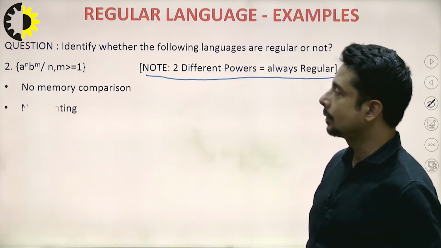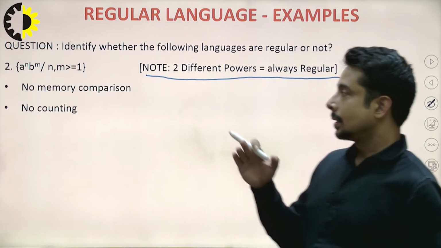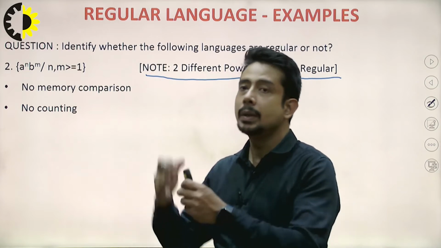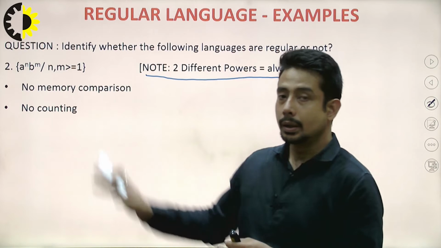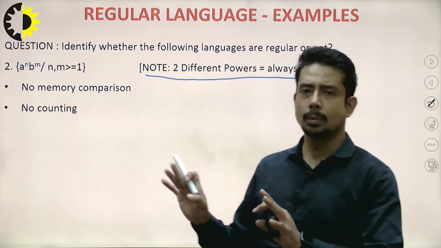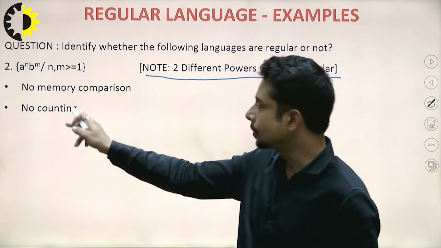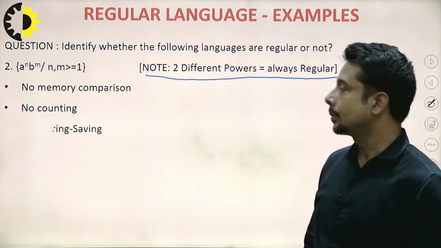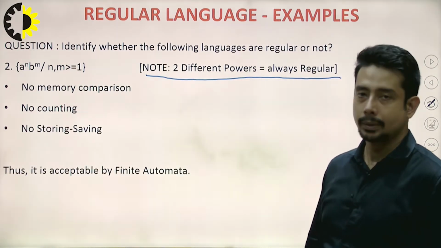Then also we are not having any concept of counting. Counting in the sense means I have to count 50 times, then b will be starting. That is not the concept of it. Here we just need, we have given n equals 5, then a will be running 5 times. No issue about that. But there is no counting and comparison over here. Next comes no storing and saving. It will simply scan. So therefore, this is an acceptable one.